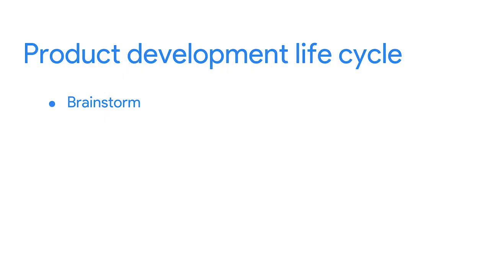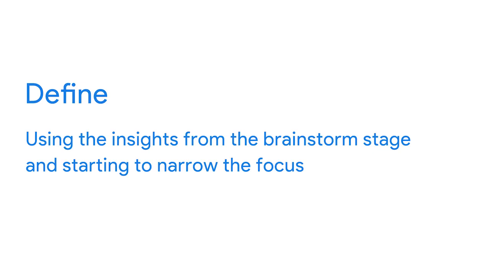The second stage in the product development lifecycle is define. Define is all about using the insights from the brainstorm stage and starting to narrow the focus. During the define stage, the team determines concrete ways that the product being developed will impact the user. As a UX designer, you'll begin to think more about specific details related to the product. Who the product is for, what the product will do, and what features need to be included for the product to be successful. Statements that outline the goals or outline any problems you want to answer with the product design are the focus in the define stage.